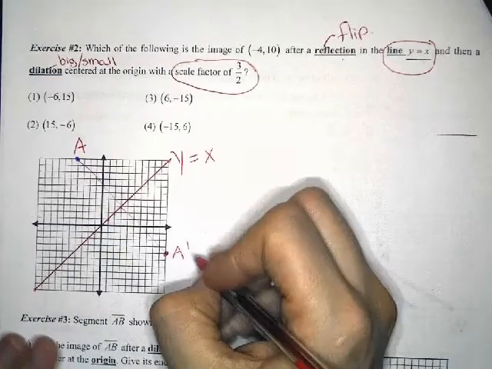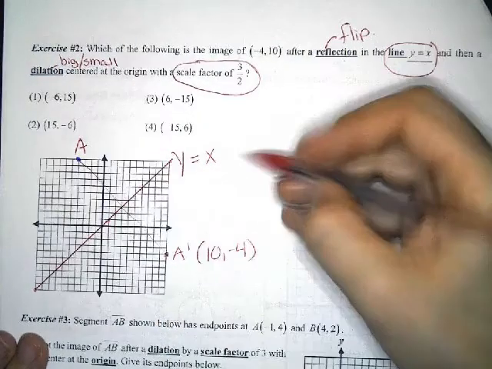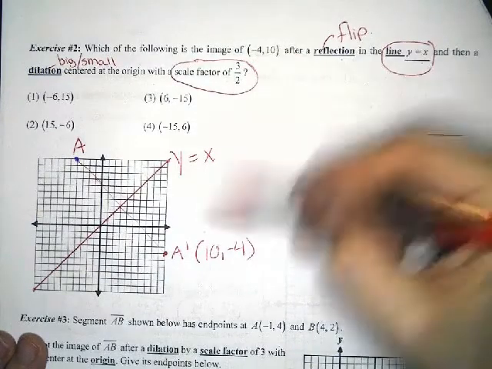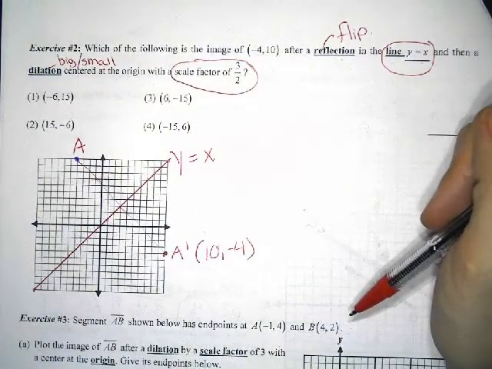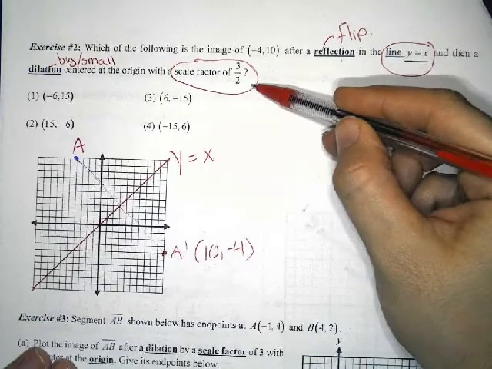And if we look very carefully, this just became (10, -4). So when we see y equals x, it just means to take your coordinates and switch them. Okay, not so bad. But then it wants me to do the dilation.